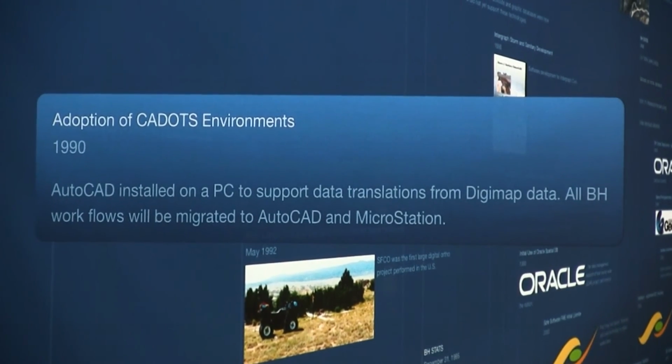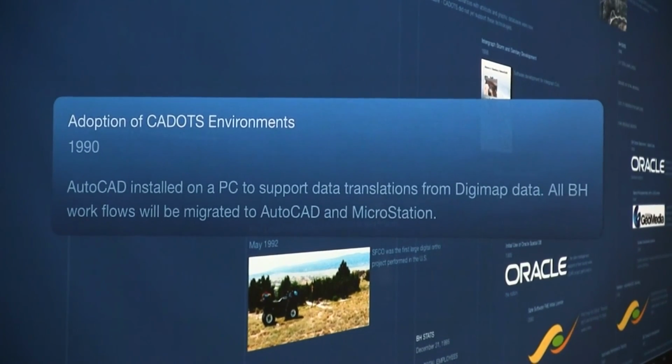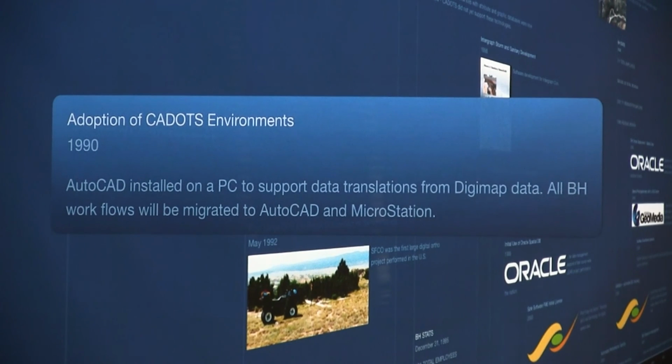And here's the first step where we started dabbling in off-the-shelf software. CAD tools were now being put on the shelf, and we had to deal with AutoCAD and MicroStation, and this is the beginning for us in migrating to those new packages away from where we were, which was our own homegrown environment.